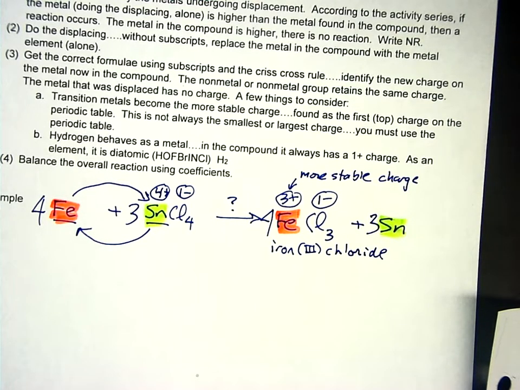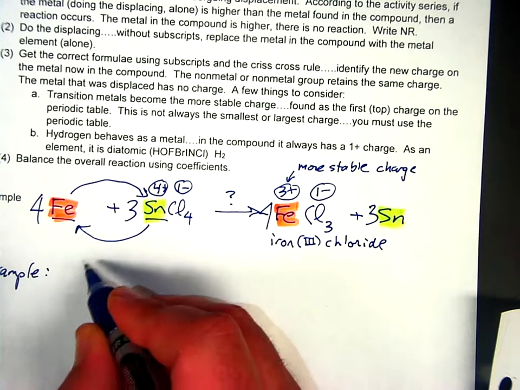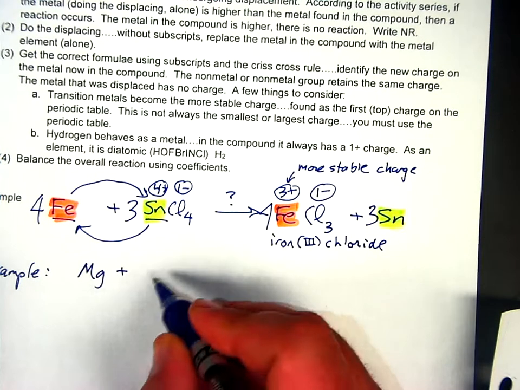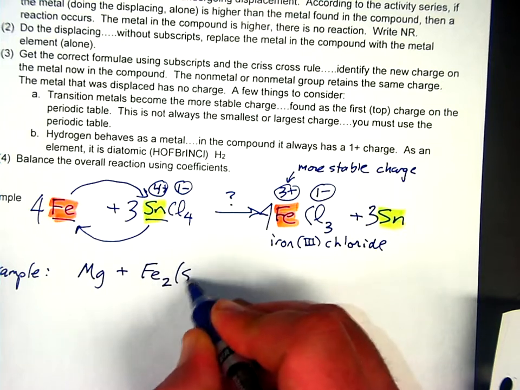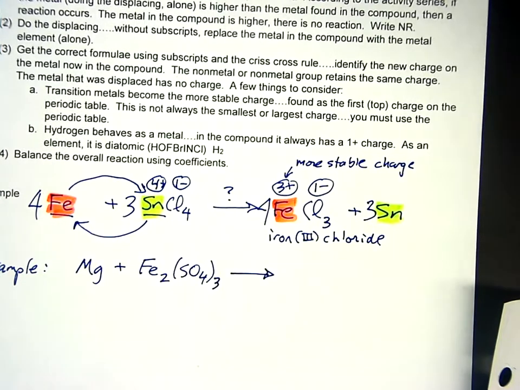So what I'd like you to try is this other example. Okay, so go ahead and try this. Mg Fe2(SO4)3. Okay, and you go ahead and try that, see if it reacts, try to balance it, and we'll check the answer in a few seconds. So I paused the video at this point.